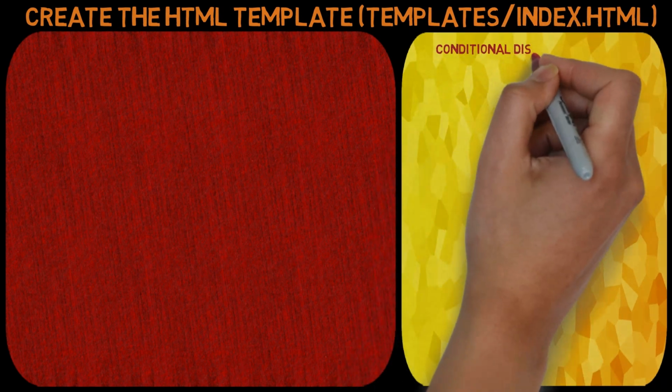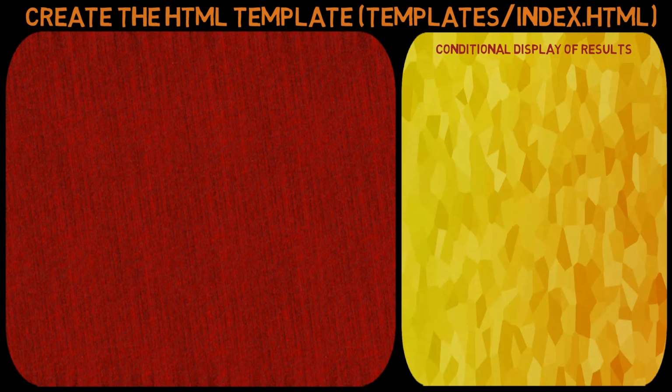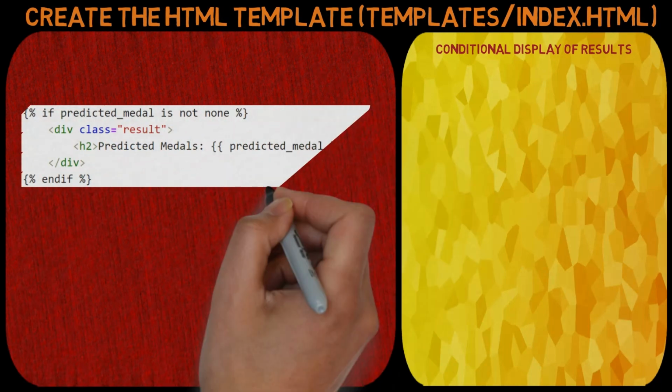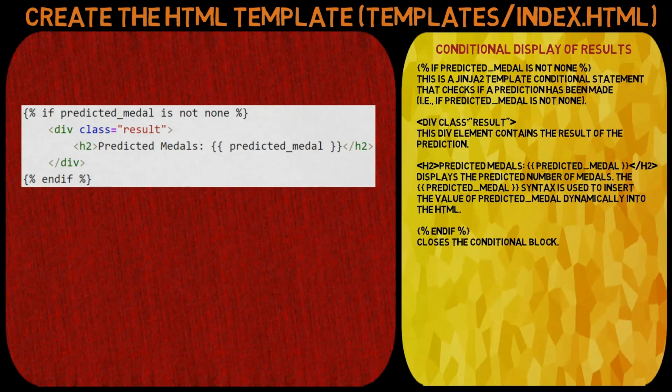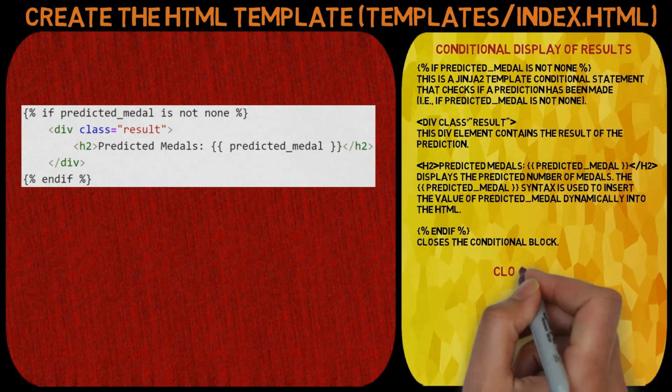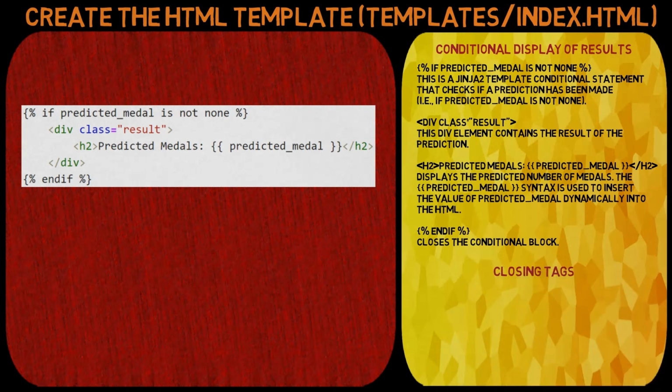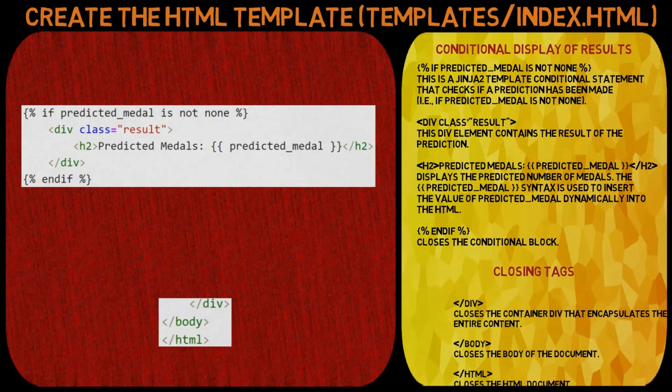Conditional display of results. Lastly, we have a section for displaying the prediction. {% if predicted_medals is not none %} is a Jinja2 template conditional statement that checks if a prediction has been made. The div class="result" contains the result of the prediction. "Predicted Medals" displays the predicted number of medals. Closing tags. Finally, we close all the tags to complete the HTML structure.